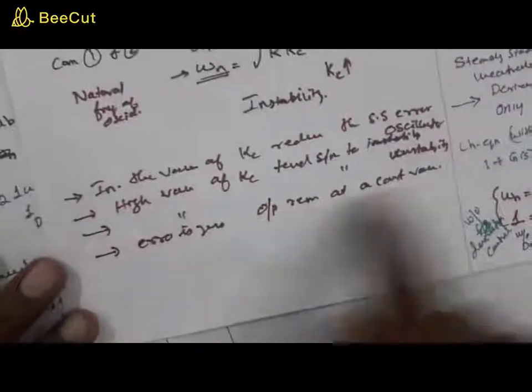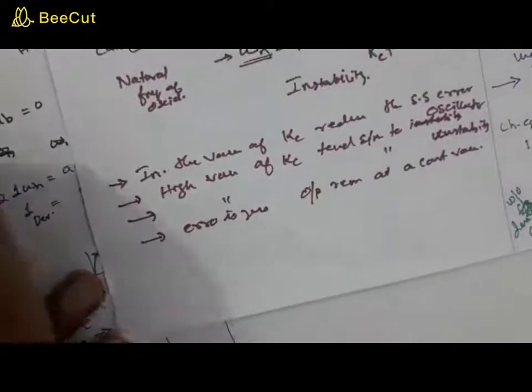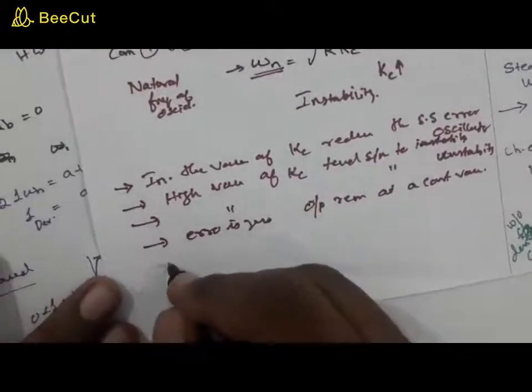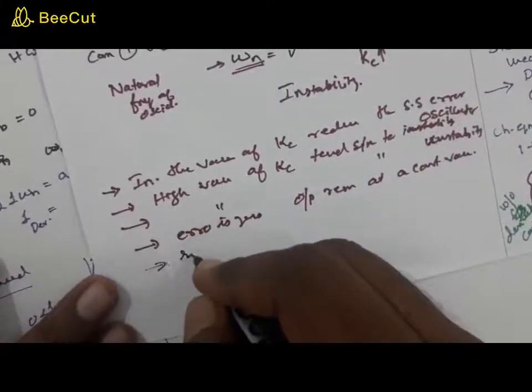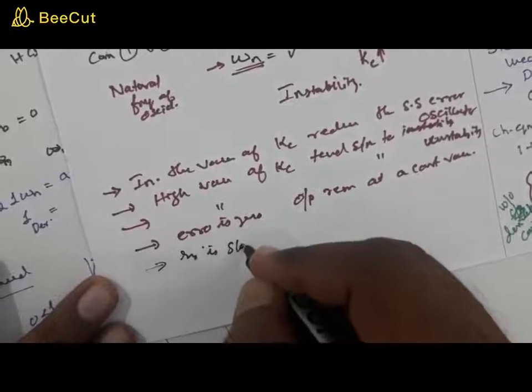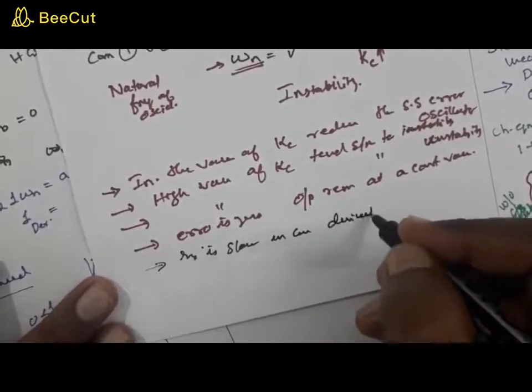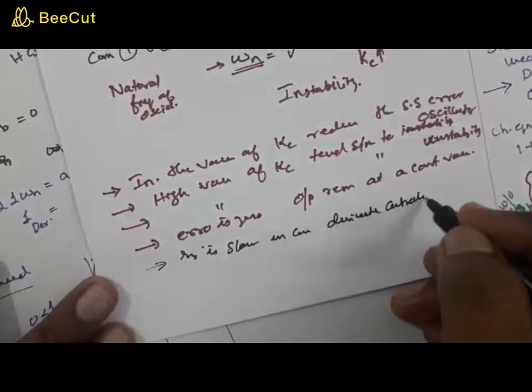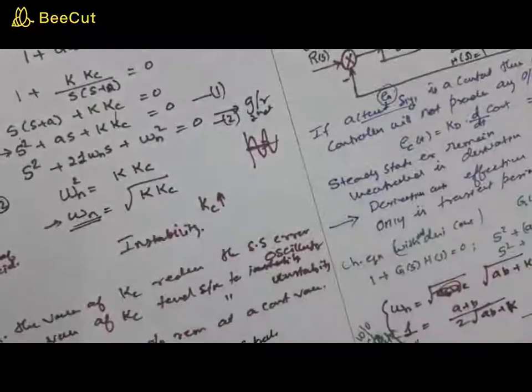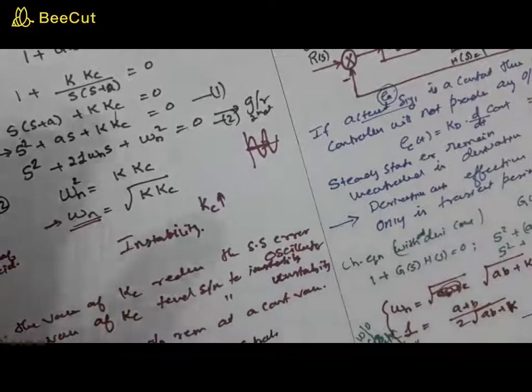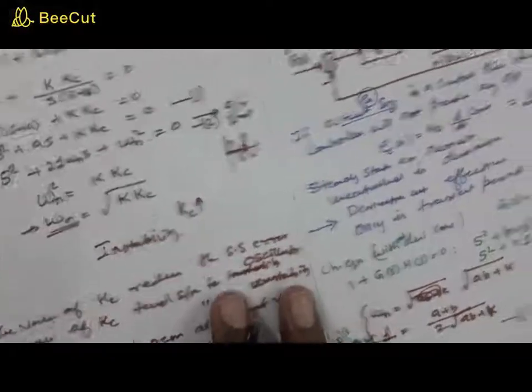So in this you can also add one more drawback of this. What is that? The response is slower in comparison to what? In comparison to the derivative controller. So as we study different types of controllers, you can add these advantages. By comparison, we can add some more points to all these things. Okay, right?